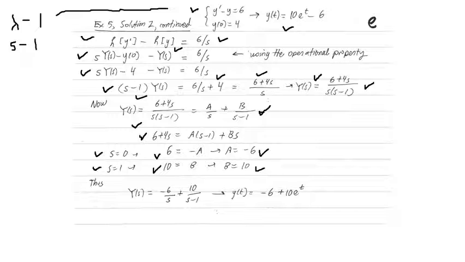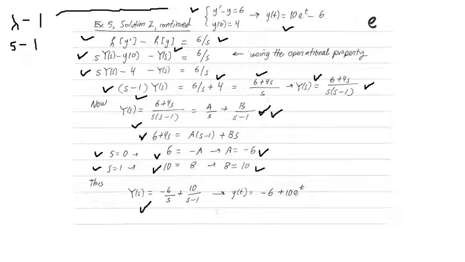So taking those values for a and b, which we just found, and plugging those back in here, we get this expression for big Y. And now that's easy to invert. When we say invert here, we mean we're taking a function of s, a function in the Laplace transform domain, and going back to the time domain. We're finding the function of t that has that function for its transform.